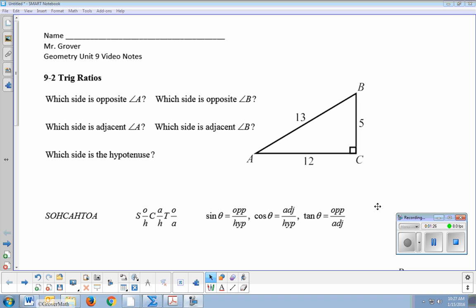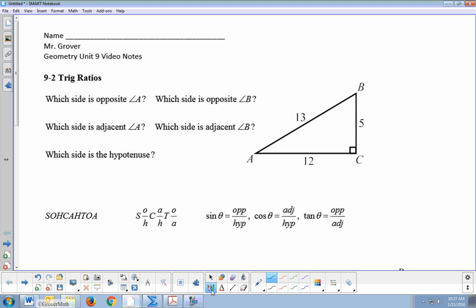But before we get into the sine, cosine, and tangent ratios, first we need to clarify a couple of terms that we're going to be using quite a bit: opposite, adjacent, and hypotenuse. So what side is opposite angle A? What side is adjacent to angle A? What is the hypotenuse? The side is AB. AB is the hypotenuse, and AB is a length of 13 here, but we'll just call it AB. This is the hypotenuse regardless of what angle we're speaking of.